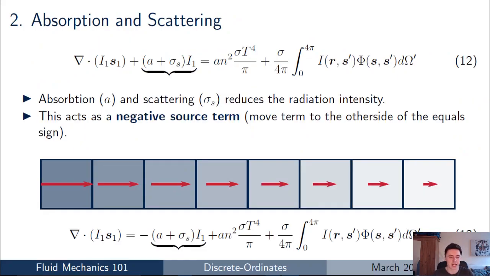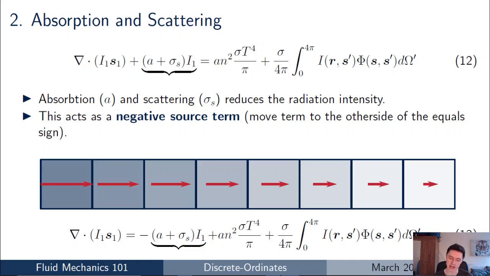The second term to look at is the absorption and scattering terms. And you can see there we've got the coefficients A and sigma S in there, multiplied by the radiation intensity. And these terms actually act to reduce the radiation intensity. And the reason they do that is if you think of moving that term to the right-hand side of the equation, we get equation 13.